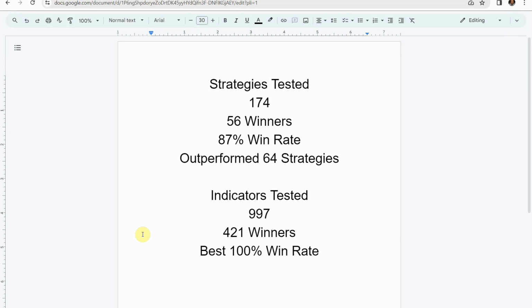And since we have been keeping track, it has so far outperformed 64 of the strategies that we have put it against, every single one that we've tested it against so far. And we have also tested a total of 997 indicators, with 421 of them being winners.